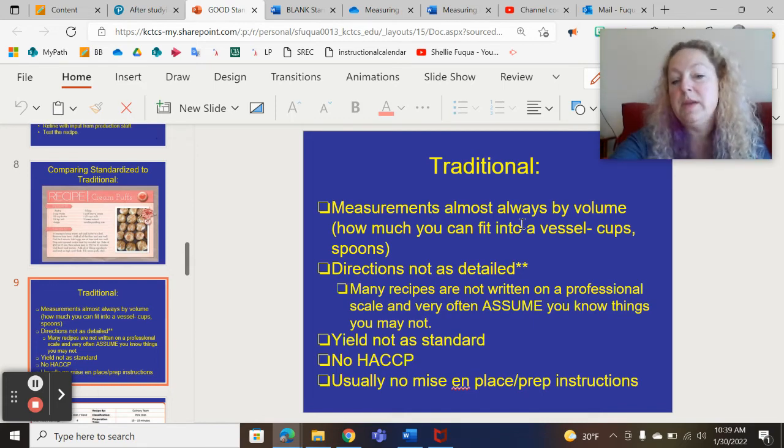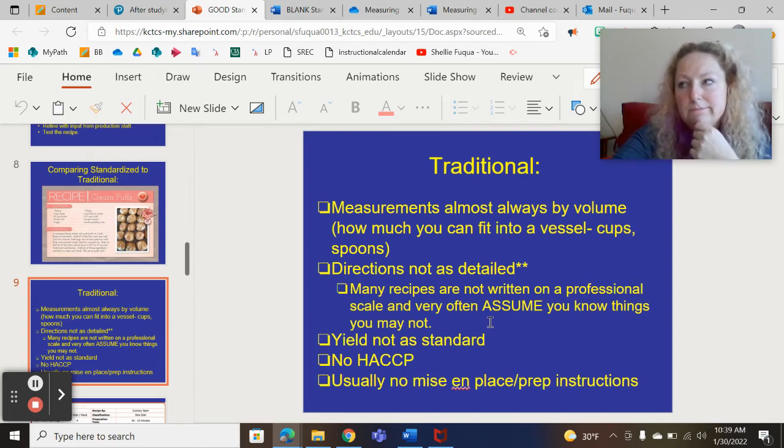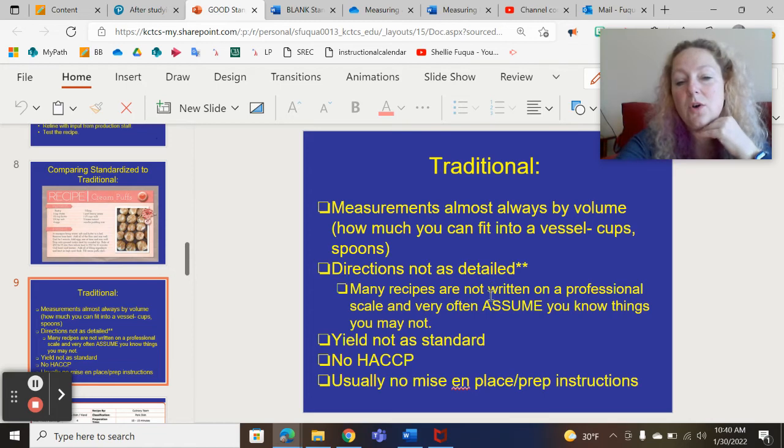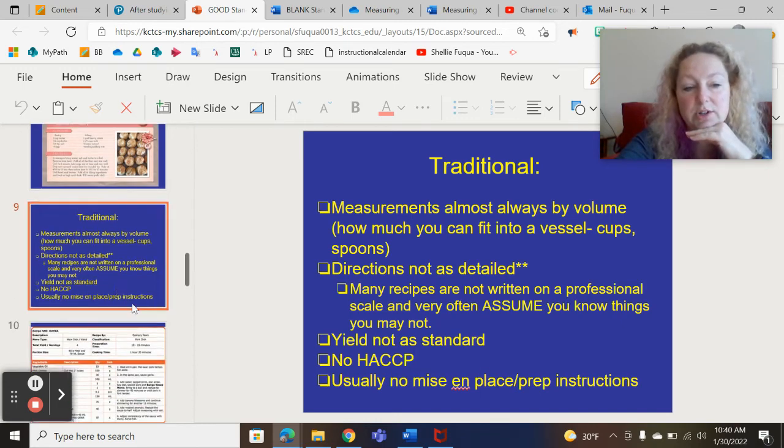Weight is always going to be more accurate. A traditional recipe generally doesn't have a yield or tell you what the portion size is. Sometimes it'll even say serves 6. Serves 6 people what? Is that 6 slices? Is that 6 cookies? Is that a dozen cookies a person? What does that mean? So a standardized recipe is going to be a lot more specific. There's also no HACCP included in that. There's also usually no mise en place or prep instructions.